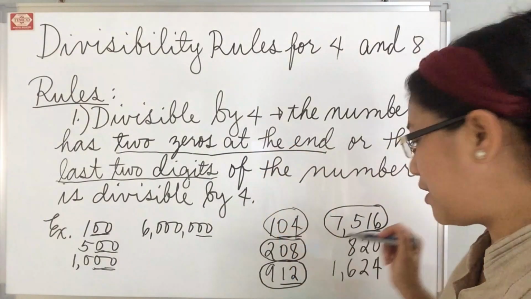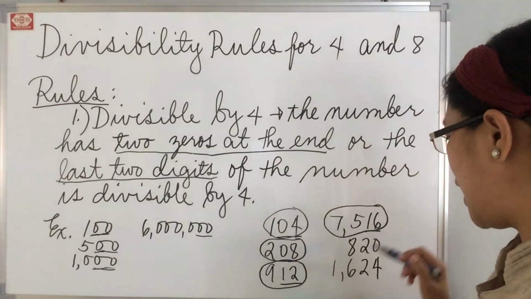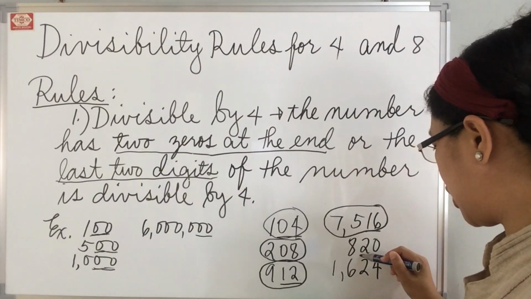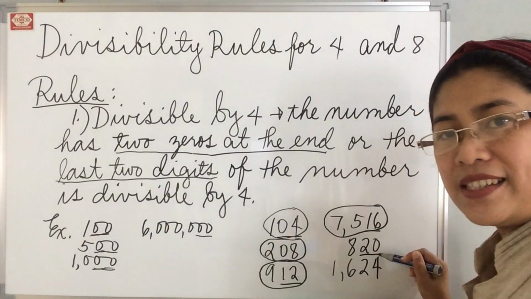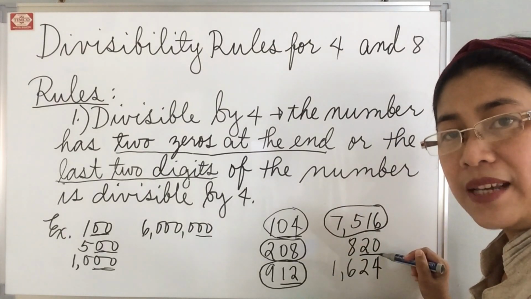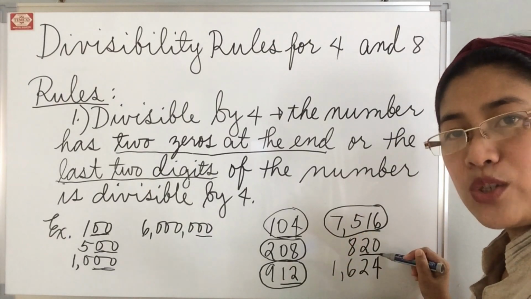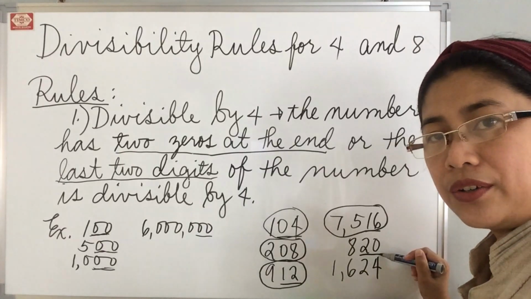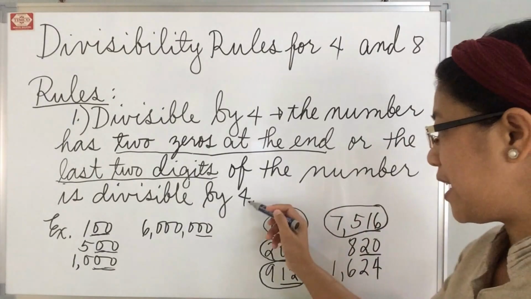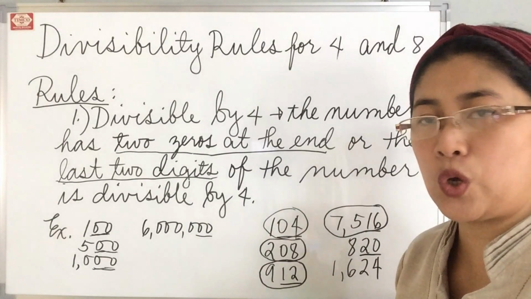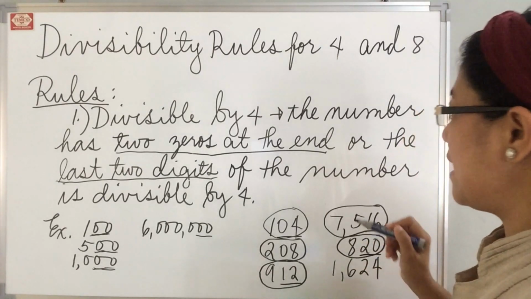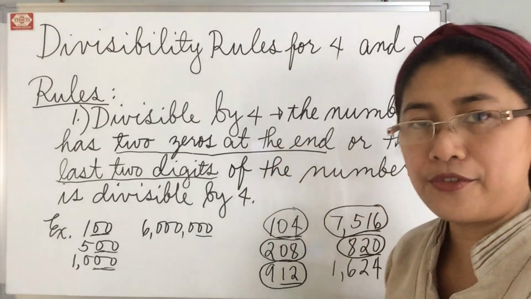Okay? Let's have the remaining numbers. We have 820. So the last 2 digits are 2 and 0. So the number formed is 20. Can we divide 20 by 4? Of course, yes. 20 divided by 4 is 5. So this number, 820, is divisible by 4.